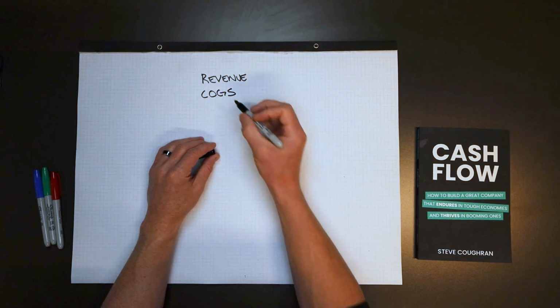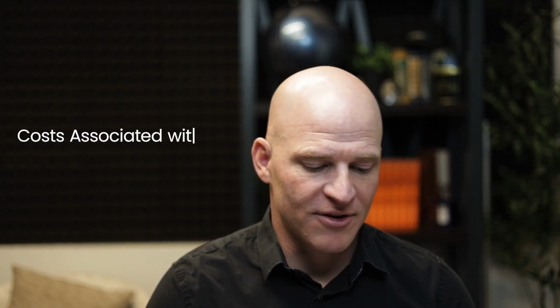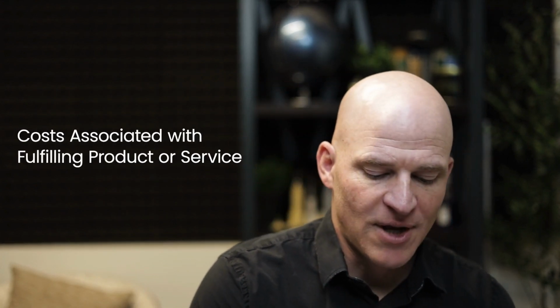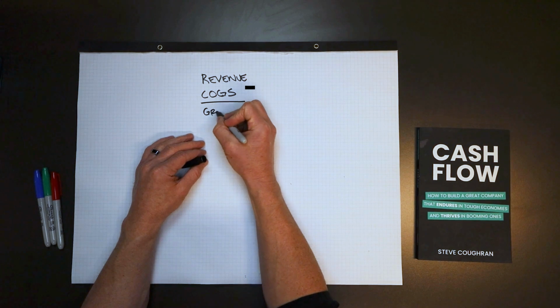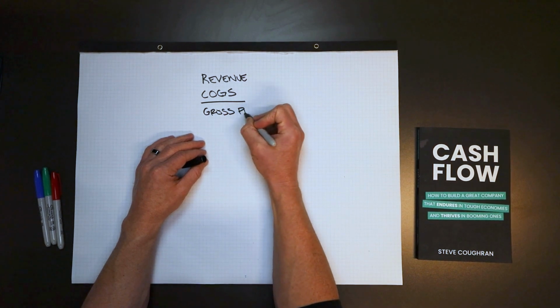The next line item is COGS. COGS is just short for cost of goods sold. This represents all the costs associated with fulfilling a product or service. It may include items such as direct materials, direct labor, contractors, and all other costs associated with getting the product or service into the hands of customers. All right, so if we take revenue minus cost of goods sold, we arrive at gross profit.